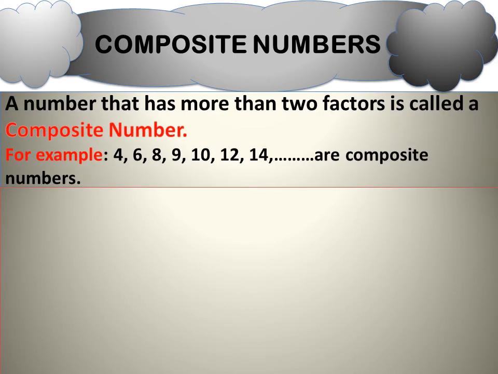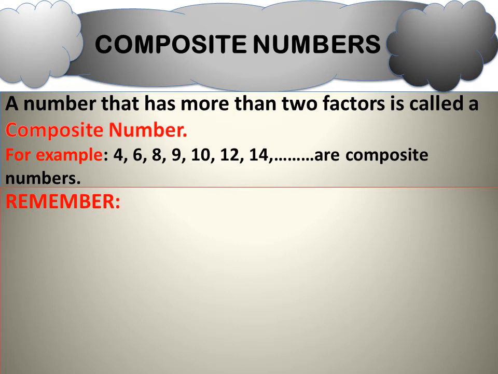Our next topic is composite numbers. A number that has more than two factors is called a composite number. For example, 4, 6, 8, 9, 10, 12, 14, etc. are composite numbers. You have to remember some important points in composite numbers also.